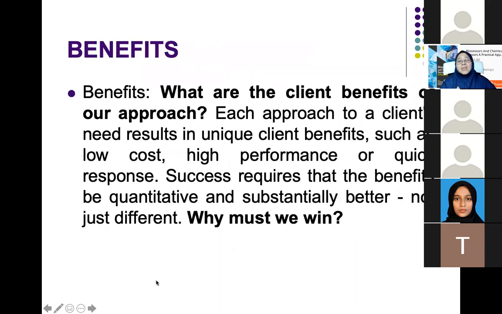So what is B? B is benefits. Remember that in the executive summary just now, we were talking about impact. So who is going to benefit? Why is your solution going to benefit your clients or your target market? So you have to show evidence. You have to show a bit of facts and figures to convince the audience.